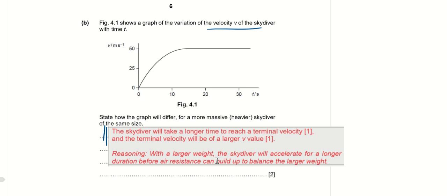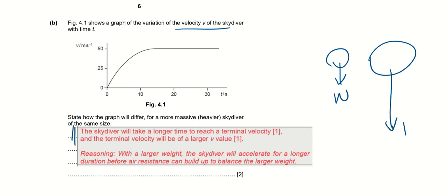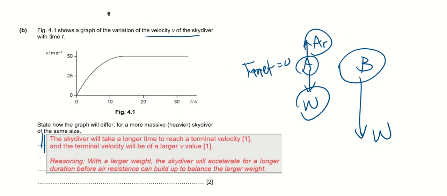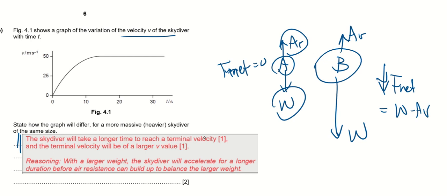But the reason is with a larger weight. Okay, just now my weight was like that, right? With a larger mass, the weight of this skydiver is larger. So previously, with this amount of air resistance, it is able to reach the terminal velocity. But when this guy, let's call it A, has reached terminal velocity, which means F net equals 0, okay, B still has F net, which is actually W minus AR.